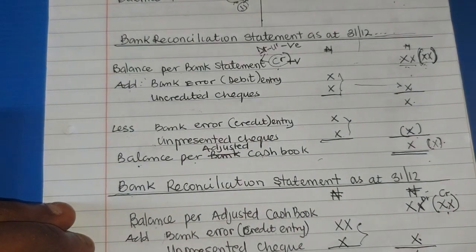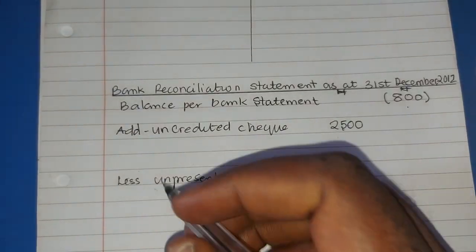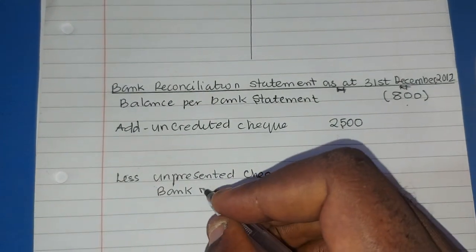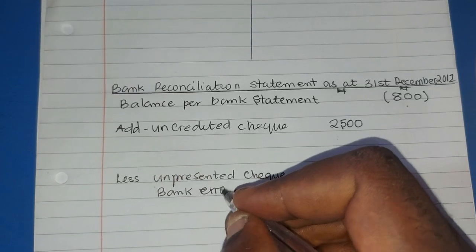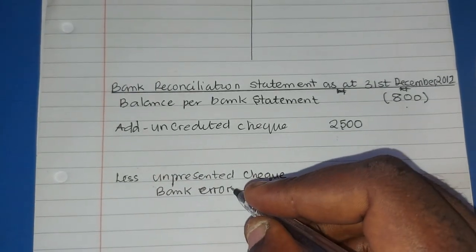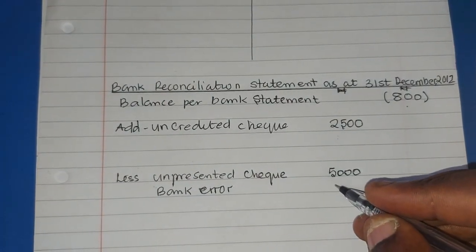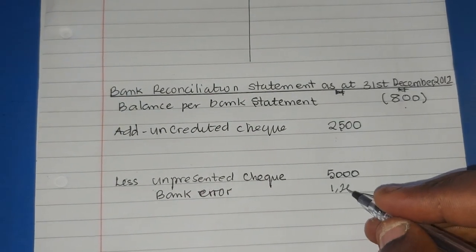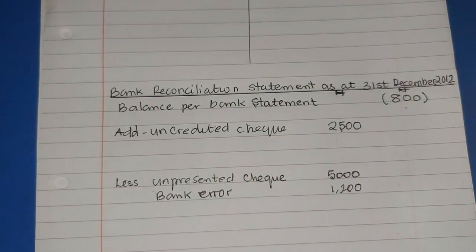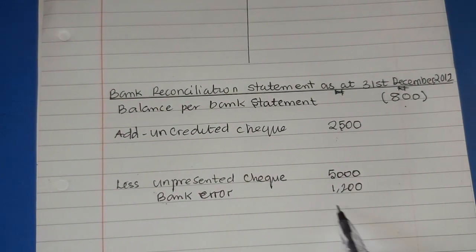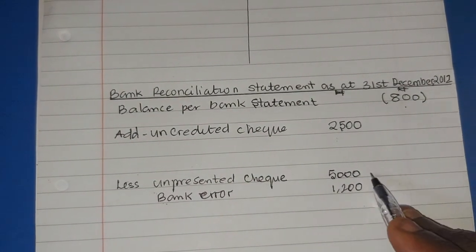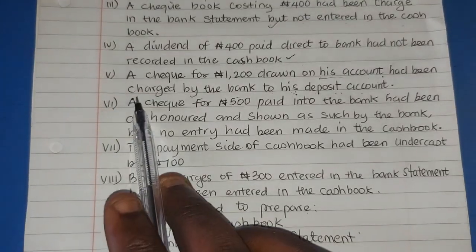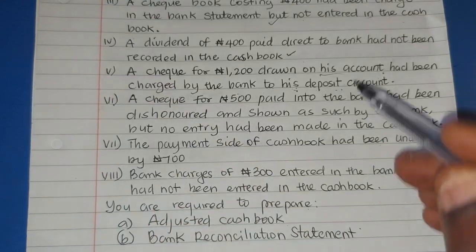So watch the first video where I've explained all this bank error credit entry. All right, so you just write bank error, that is 1,200, which will be less. That is, less bank error, 1,200. All right, now let's go to the next item.